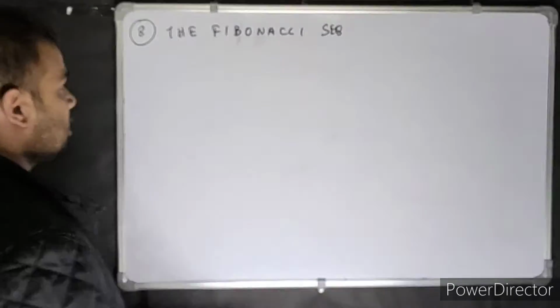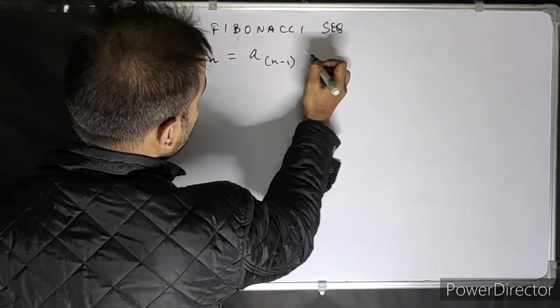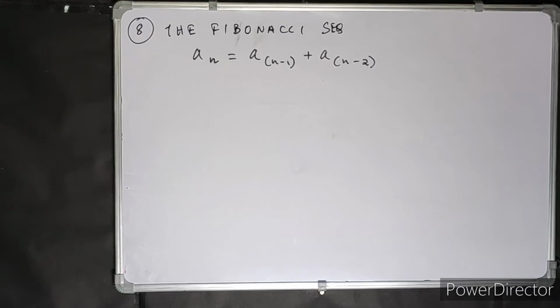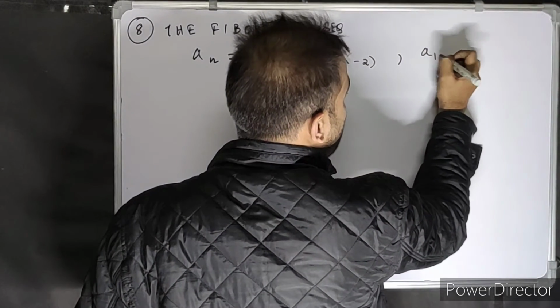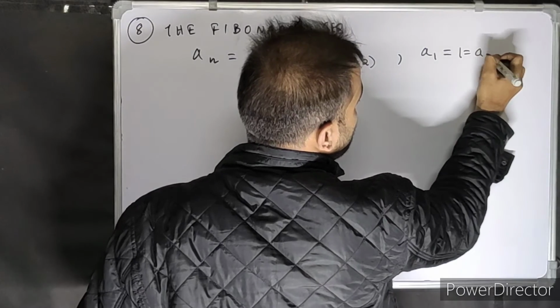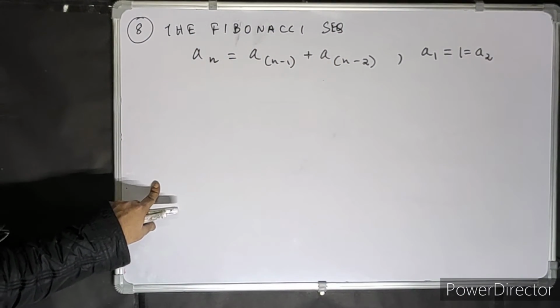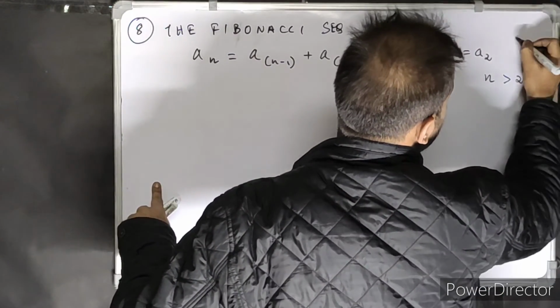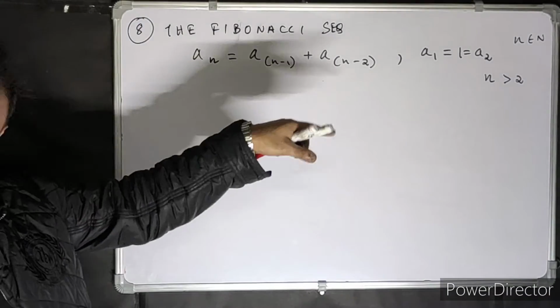Okay, the Fibonacci sequence, you know, just now I did: A n minus 1 plus A n minus 2. It's given to us, and A1 is equal to 1, which is equal to A2. This is also given, like the previous question of 7 part 2 types. And it's given n is greater than 2, and n belongs to natural numbers. This is the information that's given to you.